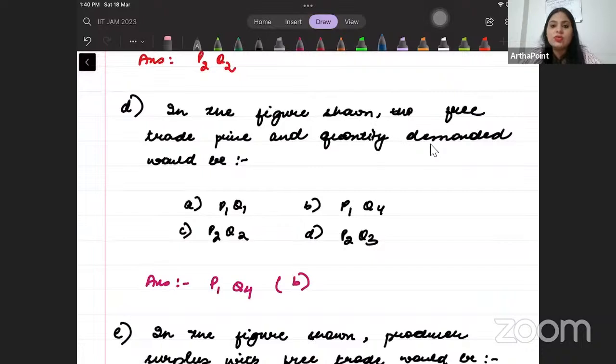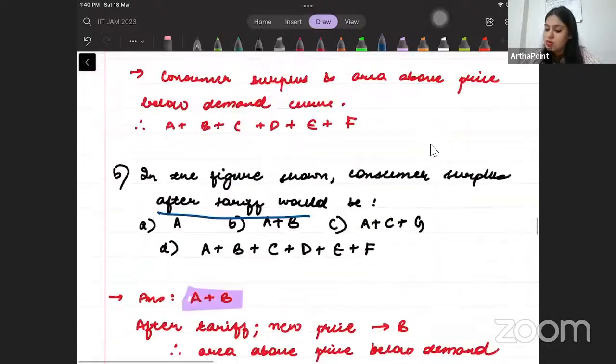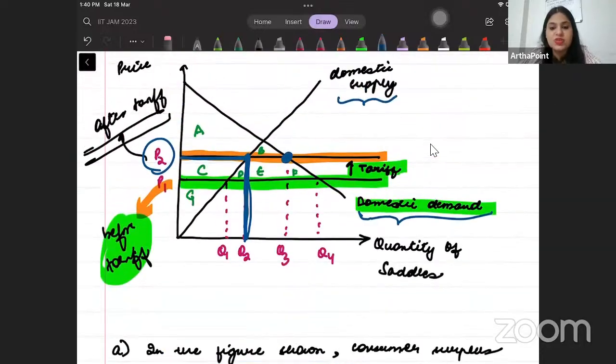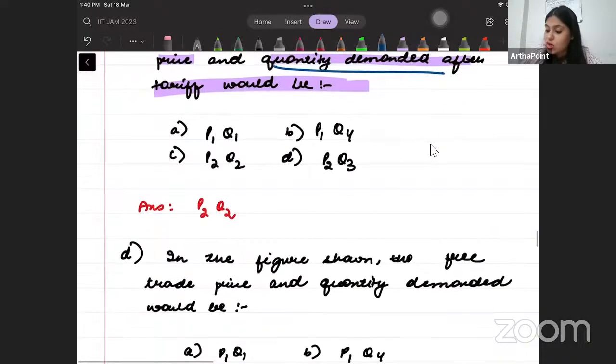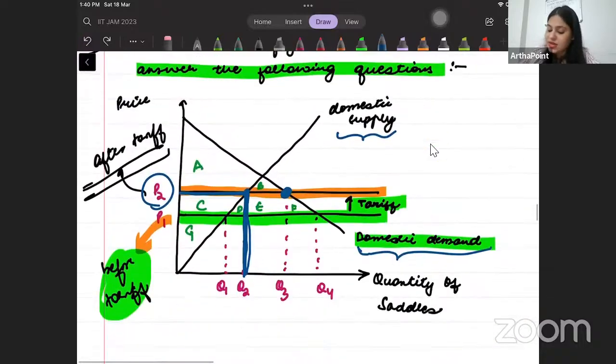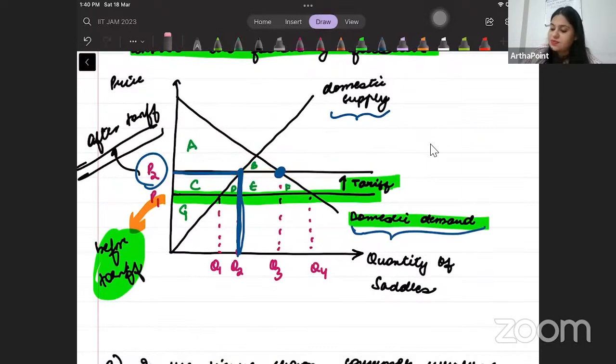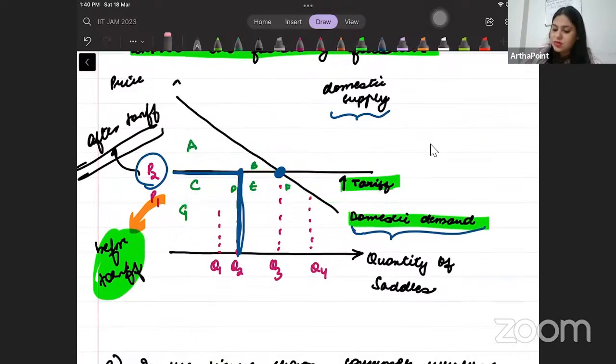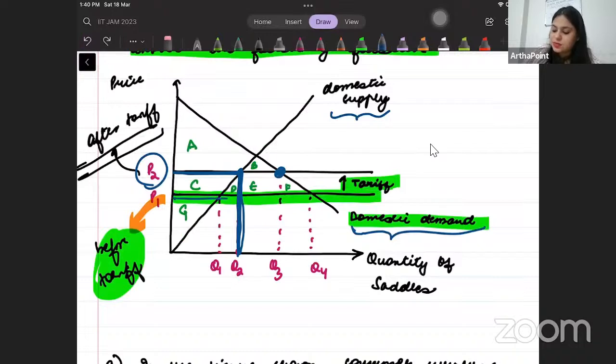Now it says in the figure shown, the free trade price and quantity demanded would be. So now just come back. It is asking free trade, which means when there was no tariff involved. But this does not use the word domestic, so you have to be very careful. The previous one used the word domestic. This is using the words free trade, price and quantity demanded. So when I talk about free trade, you have to understand that this part is free trade. This is the free trade diagram.